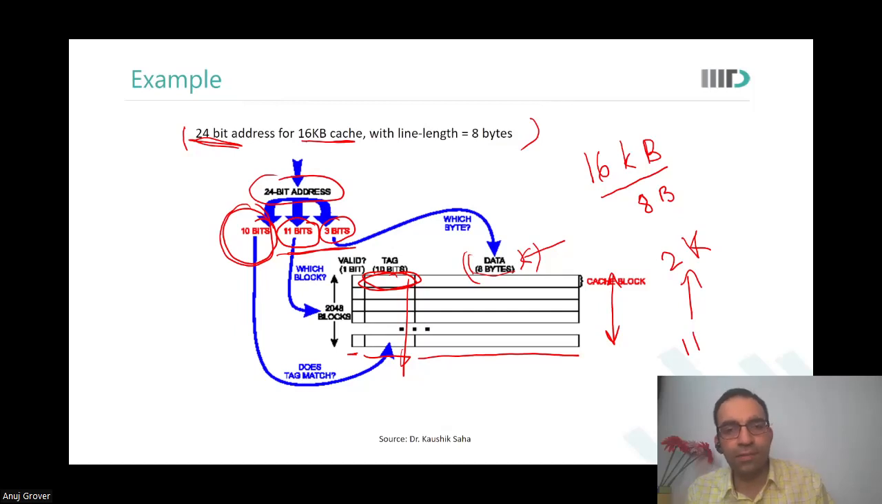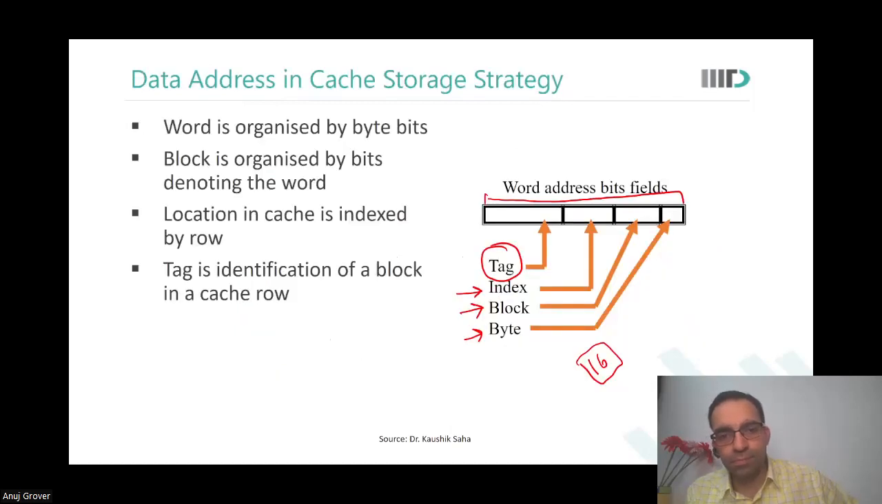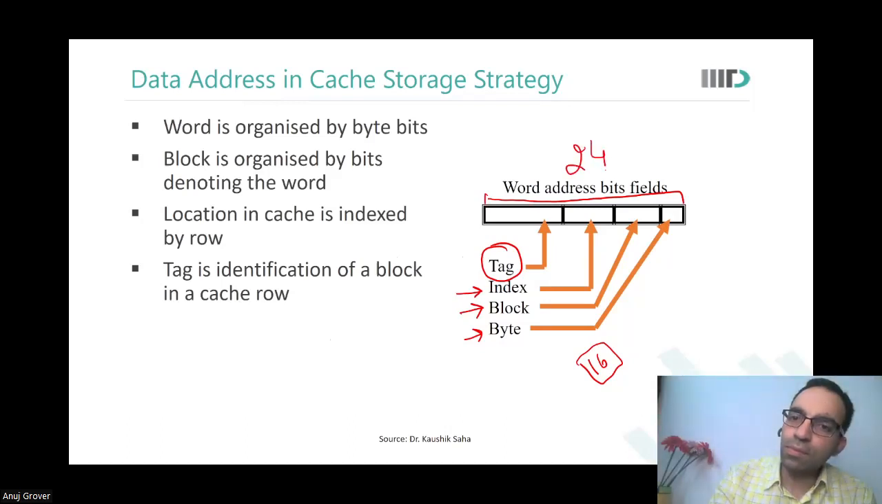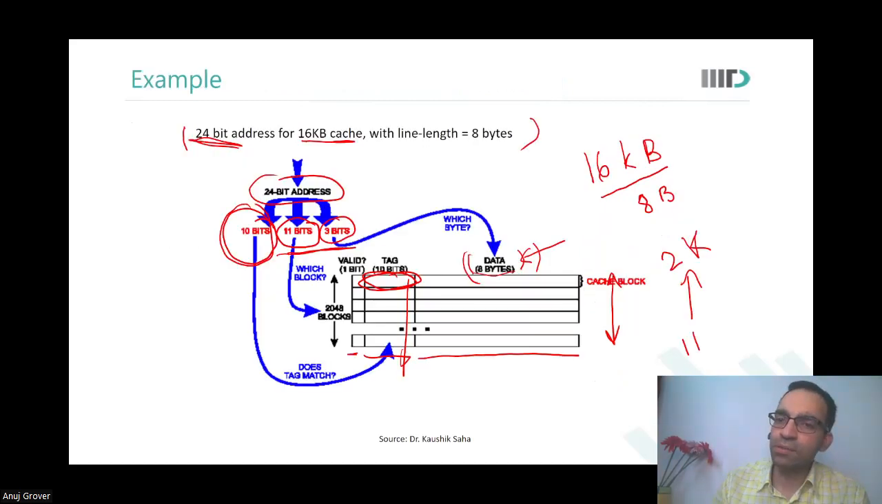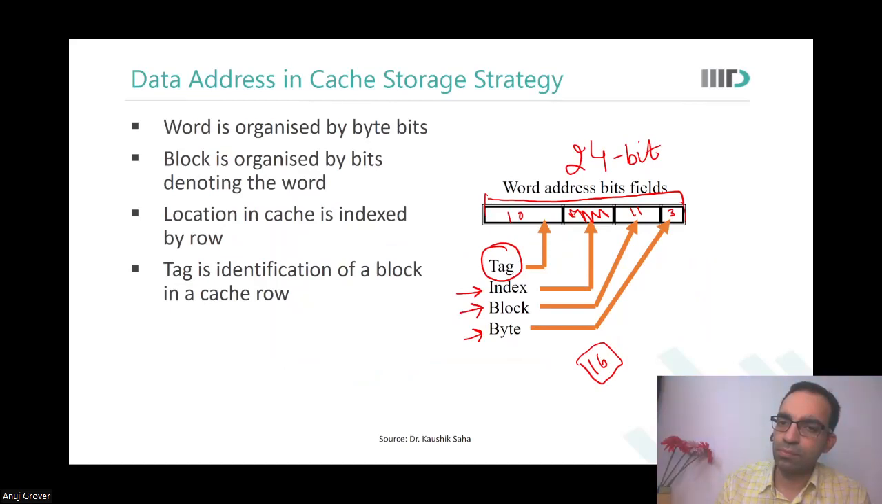Sir, I have one question. Can we go to the previous slide where we have the definitions? Sir, over here, there is a separate field for the block as well as a separate field for the tag. Why is it required, sir? Because tag is something which is unique, and a tag is associated with a complete block, right, sir? So this is the 24-bit address bus. This block is 11 bits. Byte is 3 bits. We did not have an index in the given example in the next slide. Tag is 10 bits. Okay.